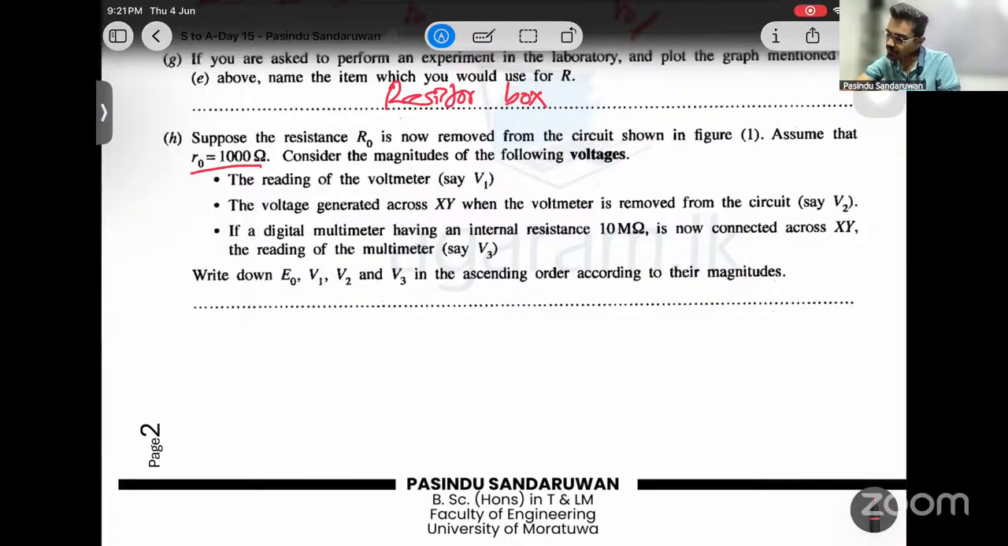Third scenario, if a digital multimeter having an internal resistance of 10 mega ohms is now connected across XY. The reading of the multimeter, say V3. Write down E0, V1, V2, and V3 in ascending order according to their magnitudes.